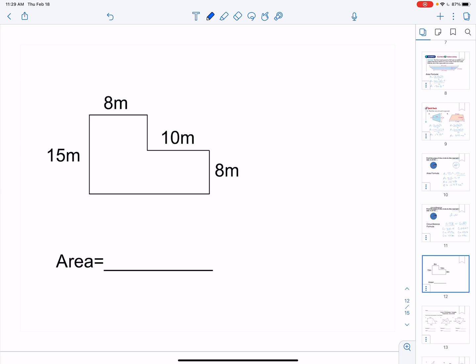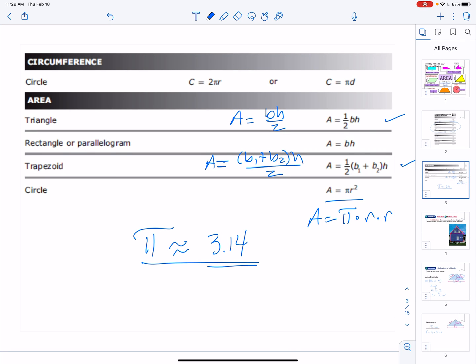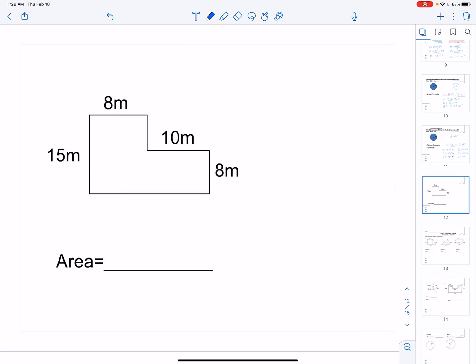Okay, and that is, what if I give you something like this? Well, if we were to look at our formula chart, we don't have a formula for this particular shape. Because I'll be real honest, this shape is a hexagon. It's got 6 sides on it. So, what do we have to do?